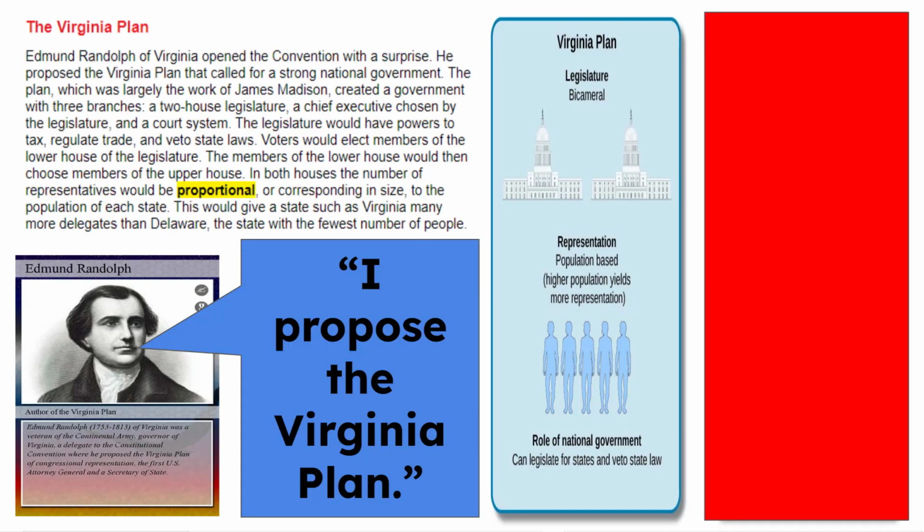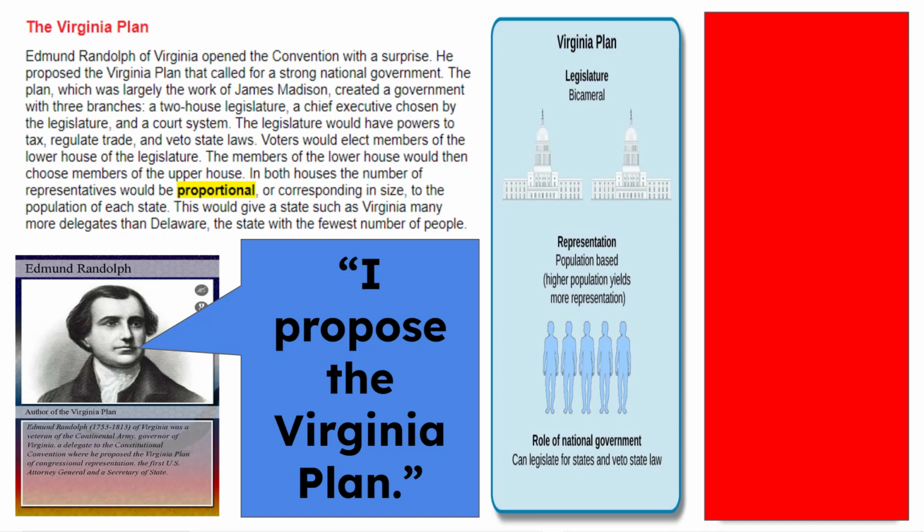The Virginia Plan. Edmund Randolph of Virginia opened the convention with a surprise. He proposed the Virginia Plan that called for a strong national government. The plan, which was largely the work of James Madison, created a government with 3 branches: a 2-house legislature, also known as bicameral, a chief executive chosen by the legislature, and a court system.